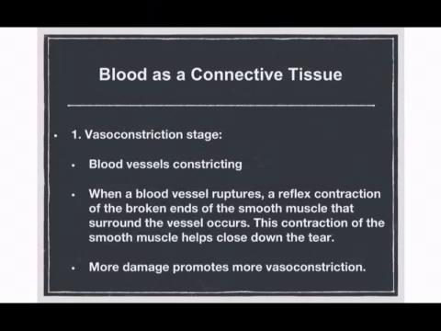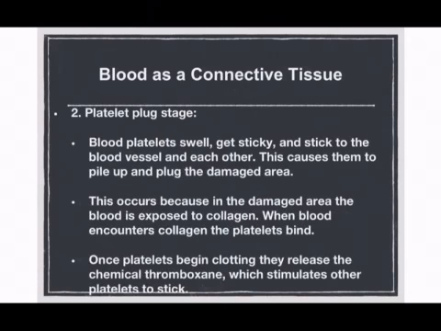When a blood vessel ruptures, a reflex that will naturally occur is that the broken ends of the smooth muscle will surround the vessel and contract, so basically close the tear. The more the damage to a particular area, the more vasoconstriction will occur.